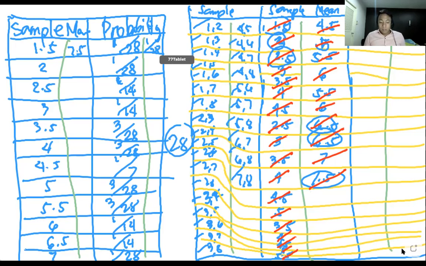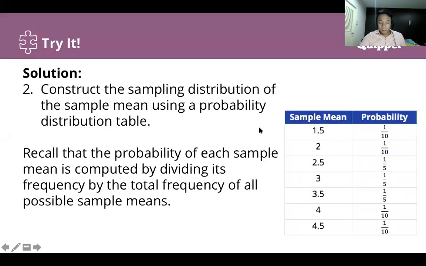Okay, so those are the process on how to find the probability using the sample mean and the samples. And that is what we call the sampling distribution. Okay, we are finding the probability of each sample. Now let's go back to our PowerPoint presentation. Okay, so that is our first one to know.